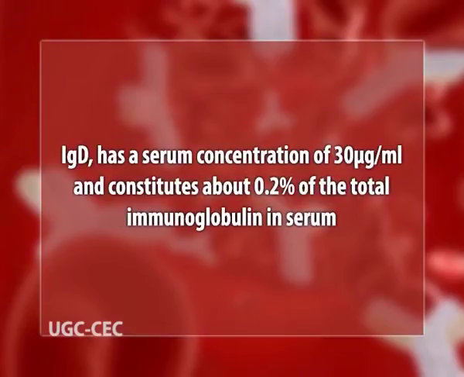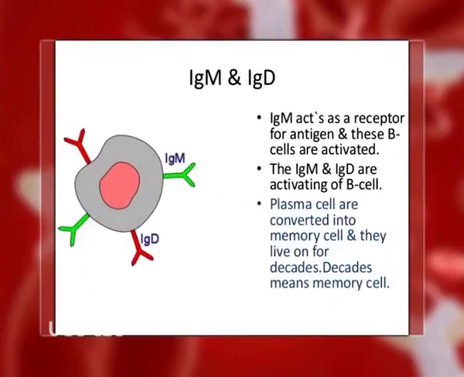The new class, called IgD, has a serum concentration of 30 micrograms per milliliter and constitutes about 0.2% of the total immunoglobulin in serum. IgD, together with IgM, is a major membrane-bound immunoglobulin expressed by mature B cells, and its role in the physiology of B cells is under investigation. No biological effector function has been identified for IgD.